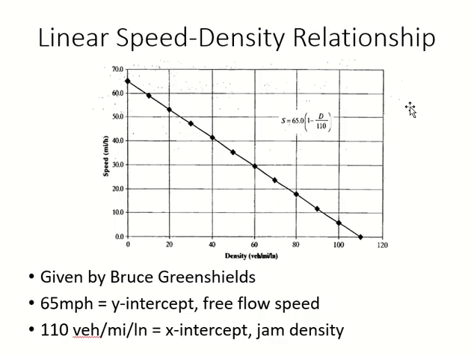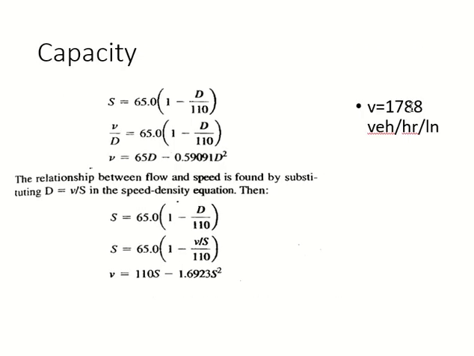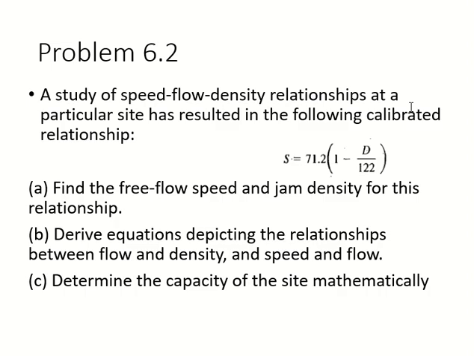I have the equation. What should I do here? To get to this point, when density is 0, you put density equals 0 in the equation. That will give you free flow speed. What about jam density? What is speed equal to? Clear? So now tell me what the jam density and the free flow speed are.